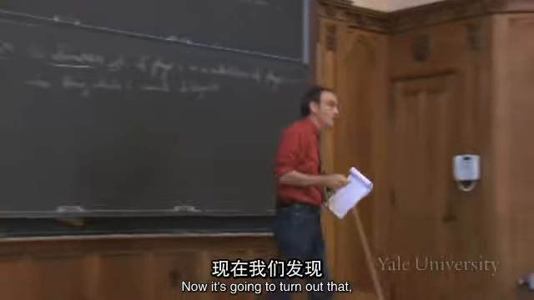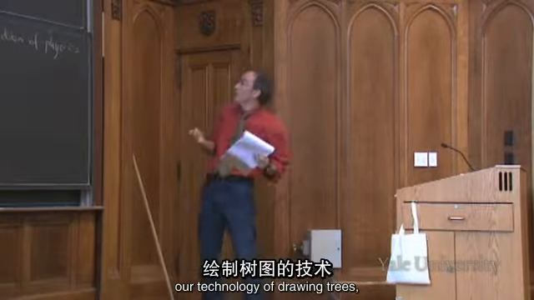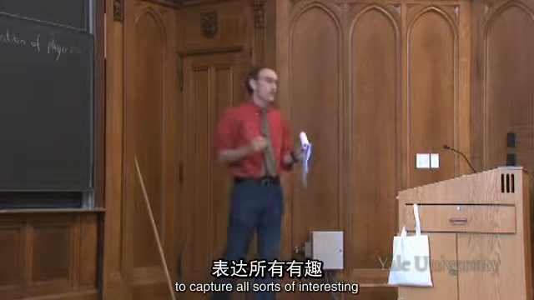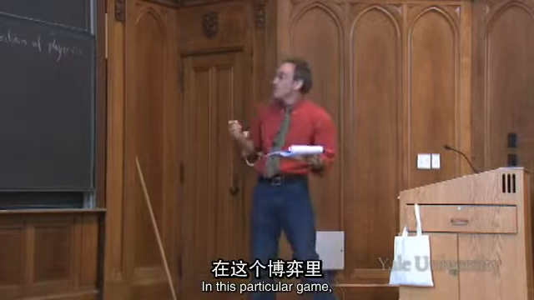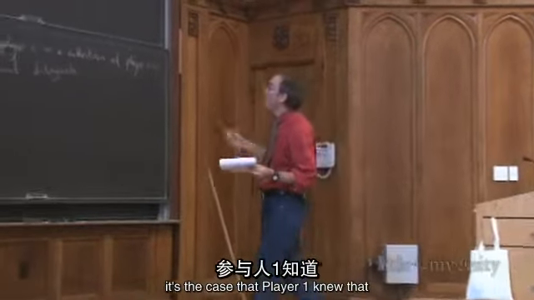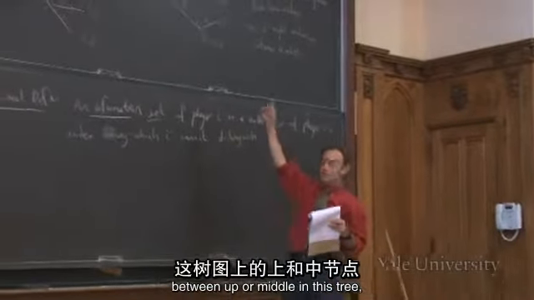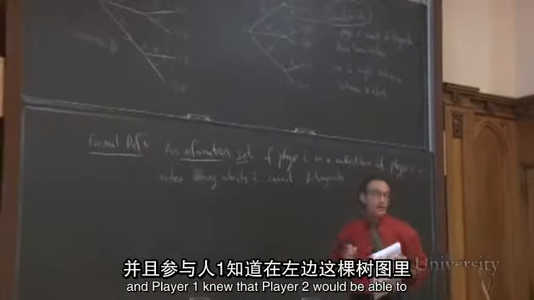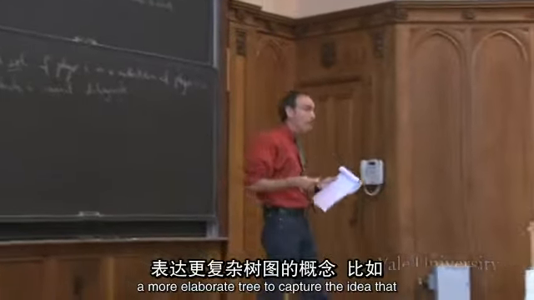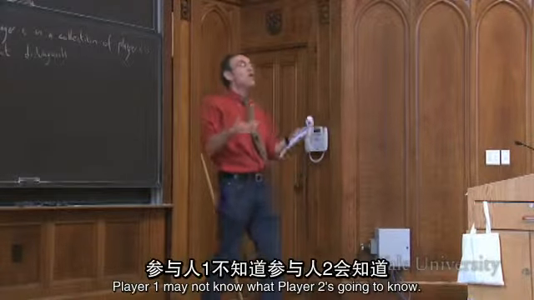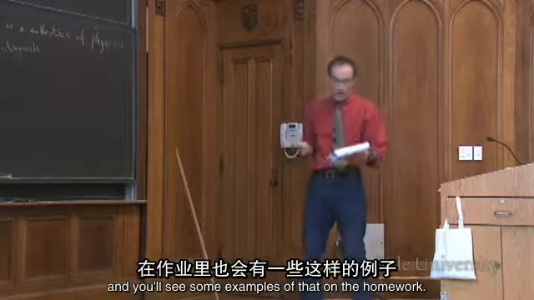It's going to turn out that by clever use of information sets, we're going to be able to use our technology of drawing trees to capture all sorts of interesting and increasingly complicated information settings. In this particular game, player one knew that player two was not going to be able to distinguish between upper and middle in this tree, and player one knew that player two would be able to distinguish in the left-hand tree. We can even use information sets in a more elaborate tree to capture the idea that player one may not know what player two is going to know. But I won't do that now, I'll leave that for later, and you'll see some examples of that on the homework.